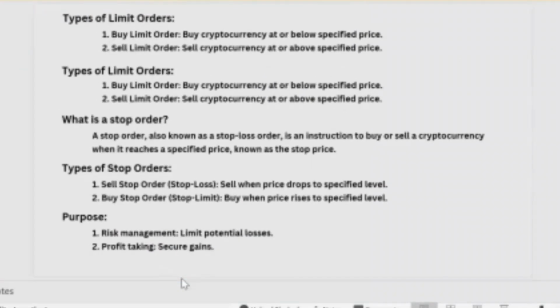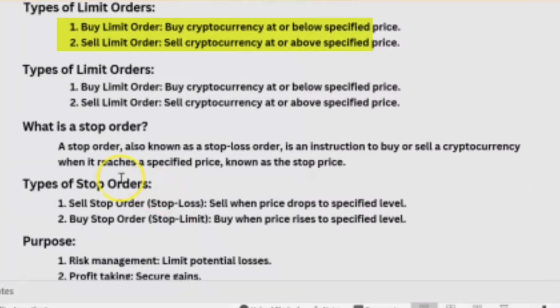So we have two types of limit order. Buy limit, which means buy cryptocurrency at or below a specified price. Sell limit, which is sell cryptocurrency at or above a specified price. So those are the types of orders we have in the crypto market.